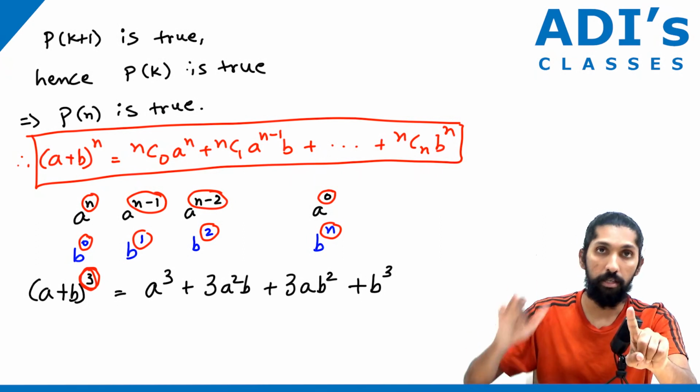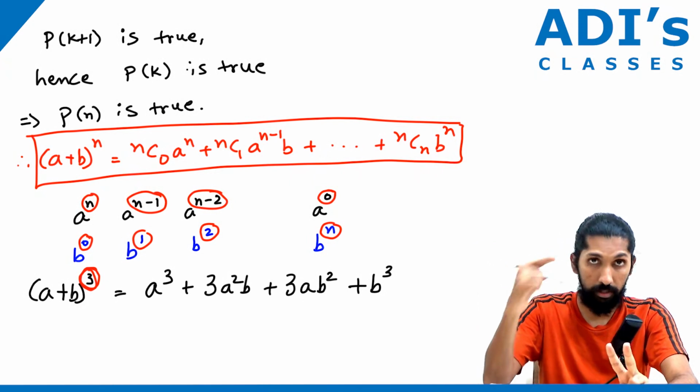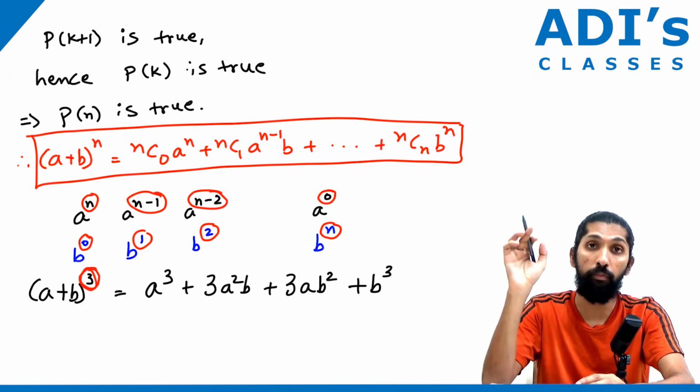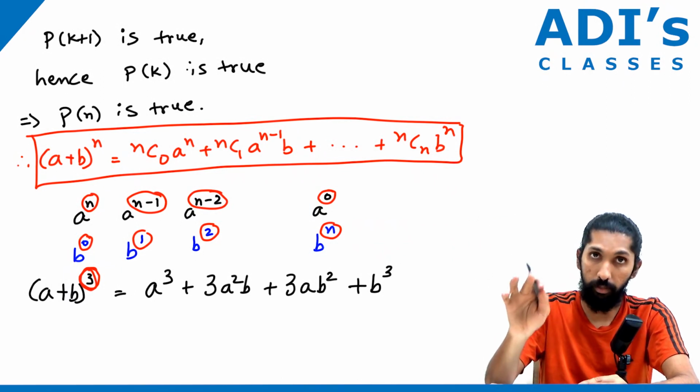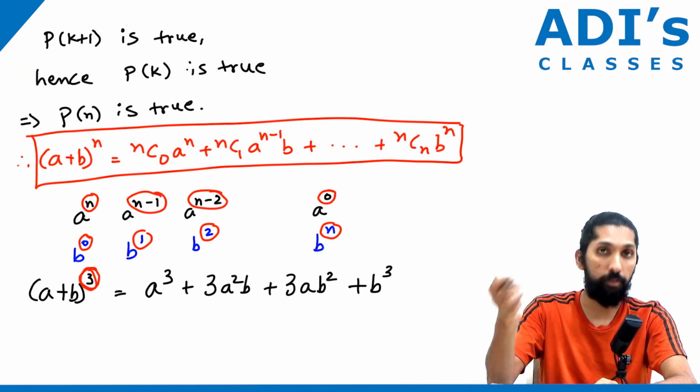The first observation is a decreases, b increases. Second observation is the sum of the powers is always equal to the total power that we have. Clear? This is the second observation that you can make. Now we'll go for the next observation.